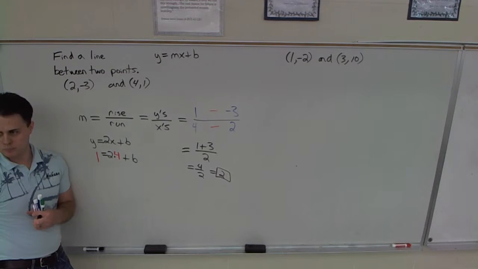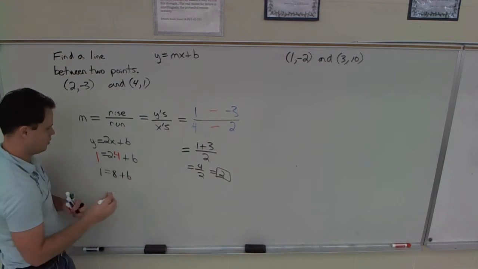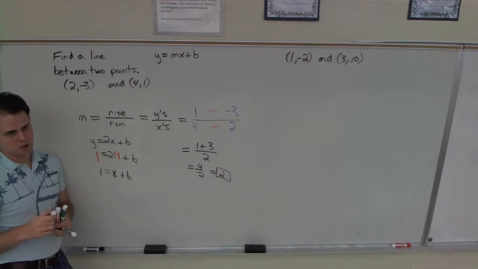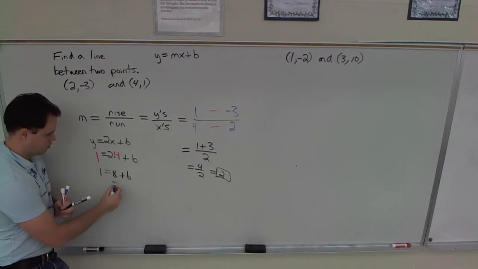That's all for b. So simplify. That's 1 equals 8, right? How do you get b by itself? That 8 is in my way. I need to chuck it over to the other side. You gotta subtract. I need to subtract it.